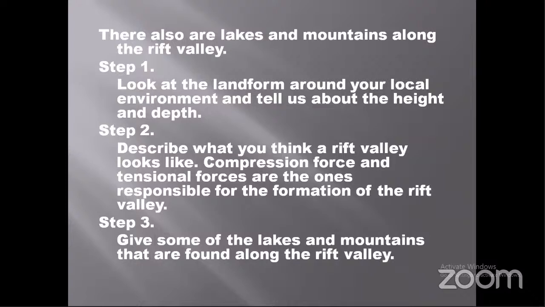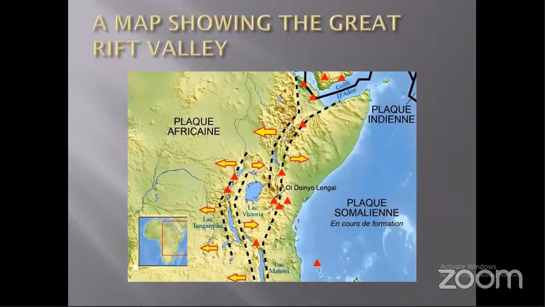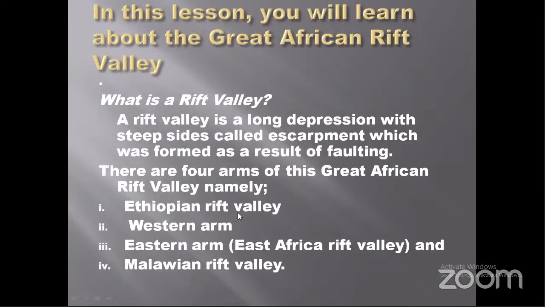Step one, look at the landform around your local environment and tell us about the height and depth. No, let's not follow this. I know right now you are in the house. Maybe unless you move out and try to look at this description. But of course, it gives you a description of what you can see, and you are able to tell what a Rift Valley is. Now, this map shows the Great Rift Valley, and all the ones we mentioned, the Ethiopian Rift Valley, the Western Arm Rift Valley, then the Eastern Arm Rift Valley, and the Malawian Rift Valley are all shown in this map.